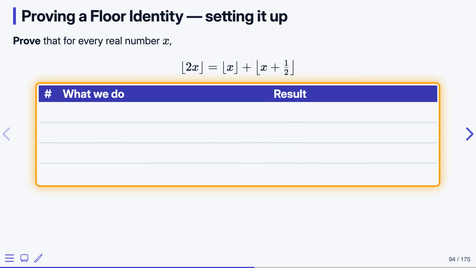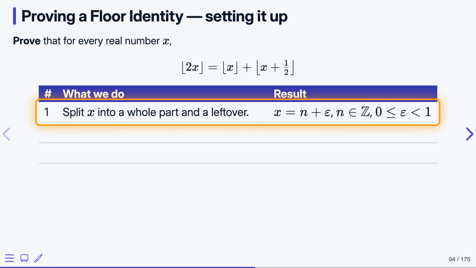Now let us prove a fact about the floor function. Remember, the floor of a number is the largest integer that is less than or equal to it. We want to prove that the floor of 2x equals the floor of x plus the floor of x plus 1/2. Step 1. Split x into two parts. Write x as n plus epsilon, where n is a whole number and epsilon is the leftover, sitting from 0 up to but not including 1.